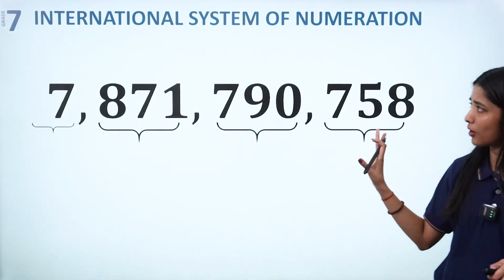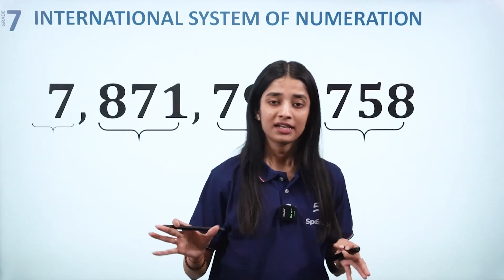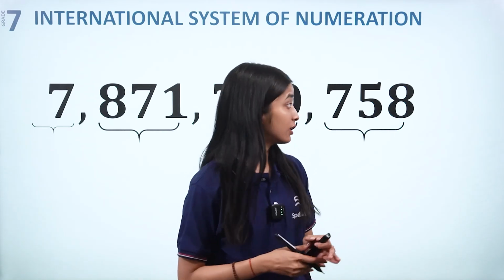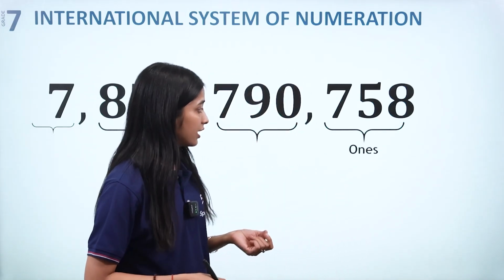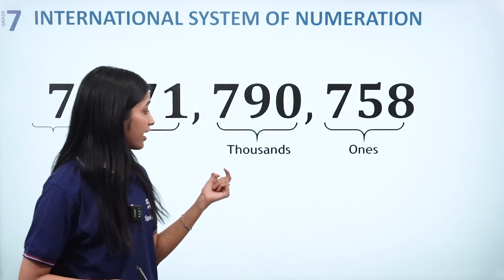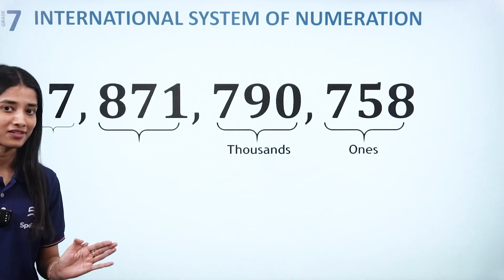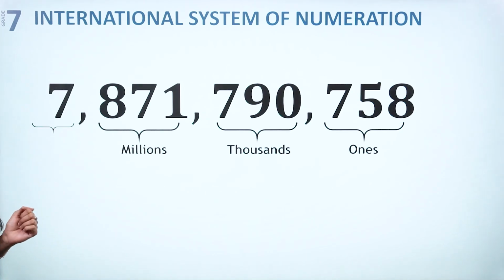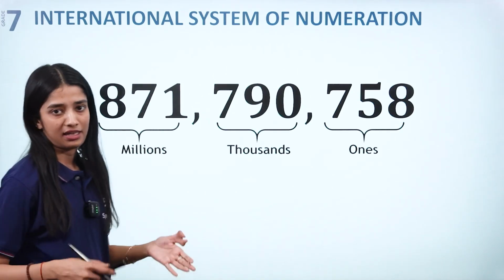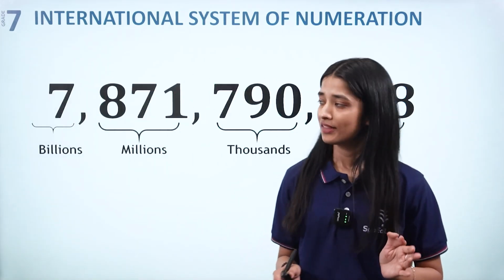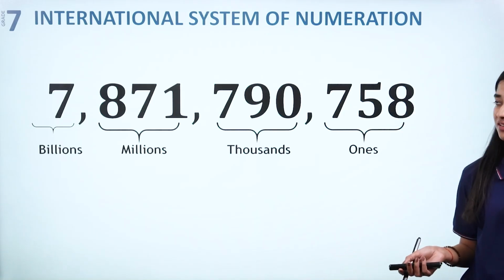Now, the periods of this number in the International System of Numeration. The first period is ones. Then we have thousands. Then not lakhs, we have millions. After that we have billions, then trillions. These are the periods in the International System.